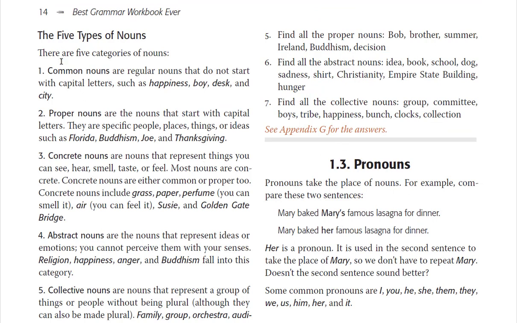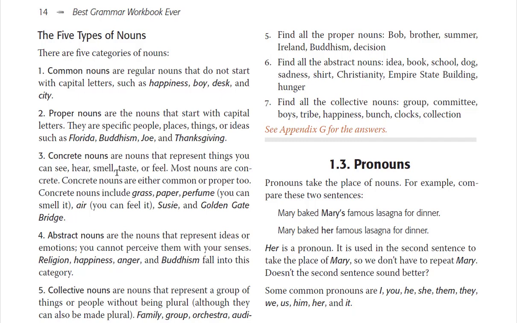There are 5 types of nouns. Common nouns are regular nouns that do not start with capital letters, such as happiness, boy, desk, and city. Proper nouns are nouns that start with capital letters. They are specific people, places, things, or ideas, such as Florida, Buddhism, Joe, and Thanksgiving.